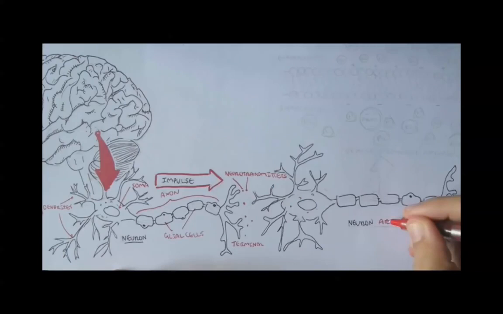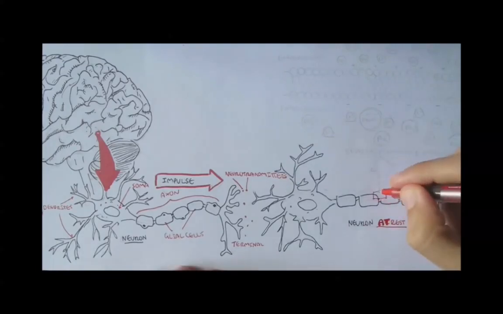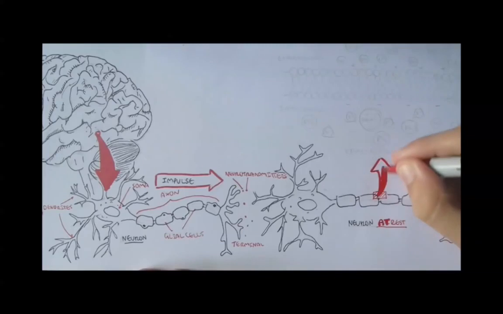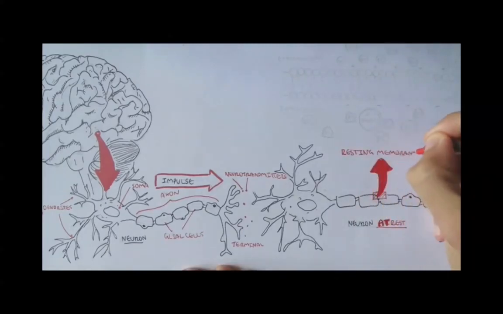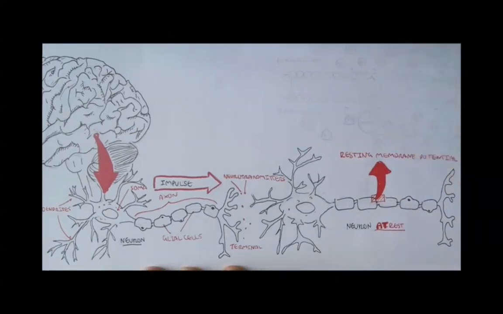So here is another neuron with a dendrite, soma, axon, and terminal. Because this neuron has not received the signal yet, it is called a resting neuron, whereas the first neuron was an excited neuron. Now let's cut a cross-section along the resting neuron's axon and see how the membrane looks at rest, the resting membrane potential.